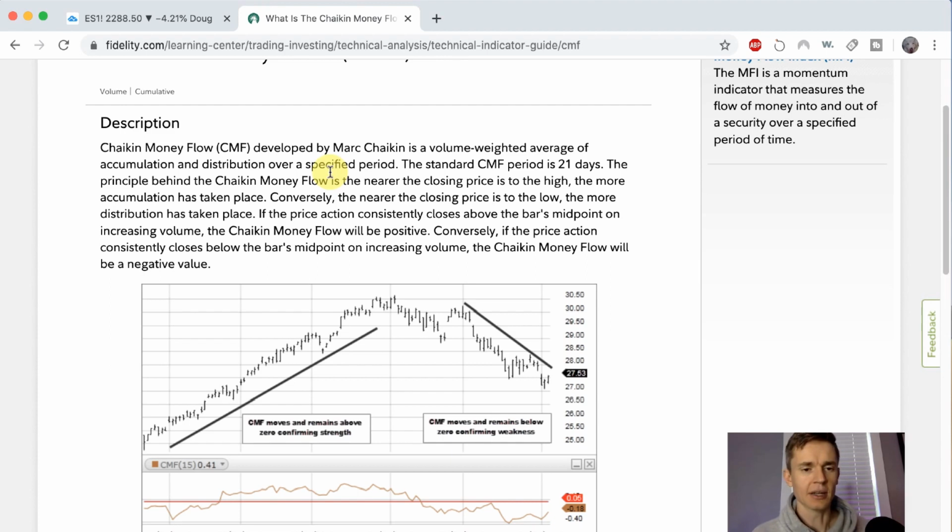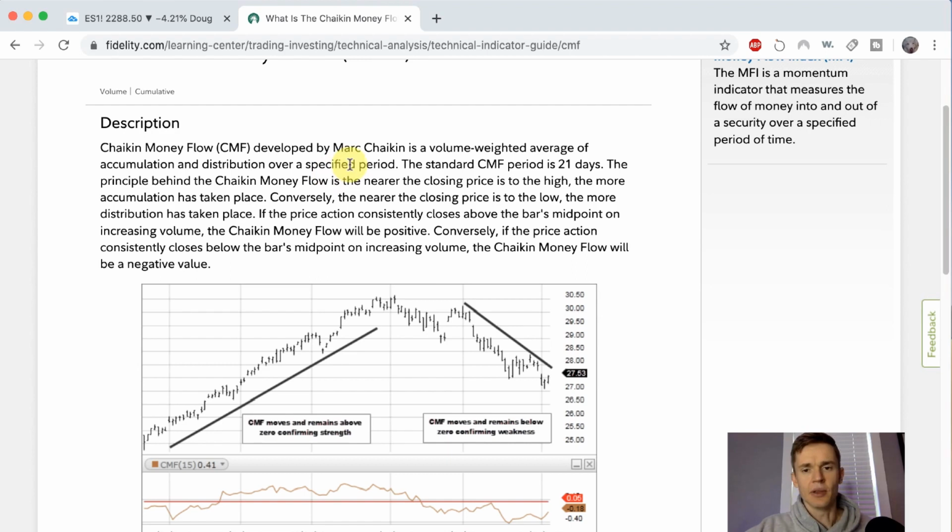Conversely, if the price action consistently closes below the bar's midpoint on increasing volume, the Chaikin Money Flow will be negative. Now, to make this all easy and to simplify it as much as possible, the Chaikin Money Flow is basically looking at bullish bars and bearish bars and adjusting itself up or down based on how many of those bars are piling up. All right, so if you're getting in a bunch of bullish bars, the Chaikin Money Flow is going to flow up. If you're getting a bunch of bearish bars, it's going to flow down. All right, that's the easiest way to think about it.